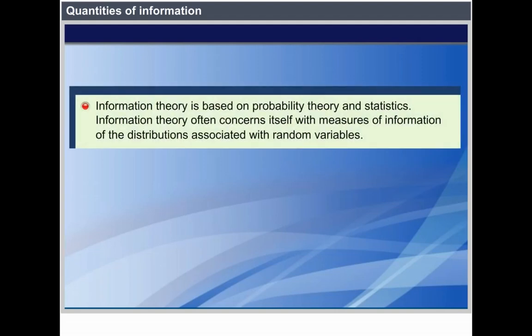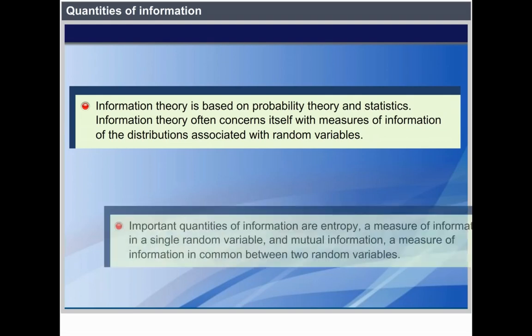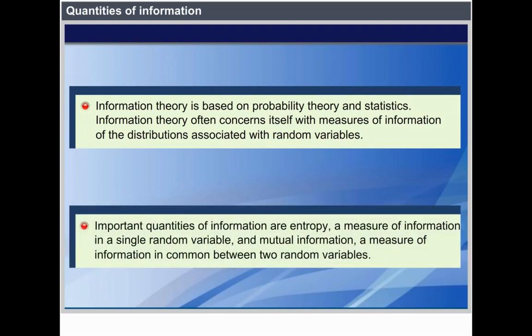Quantities of information. Information theory is based on probability theory and statistics. Information theory often concerns itself with measures of information of the distribution associated with random variables. Important quantities of information are entropy, a measure of information in a single random variable, and mutual information, a measure of information in common between two random variables.